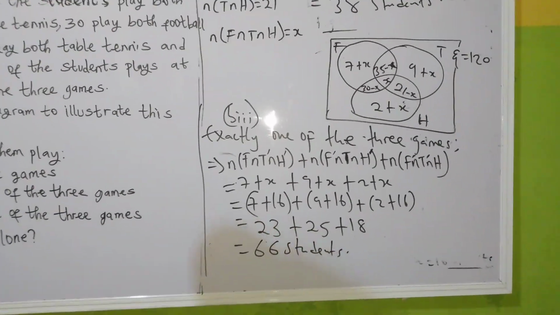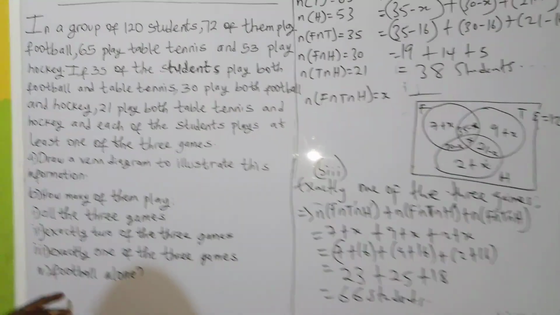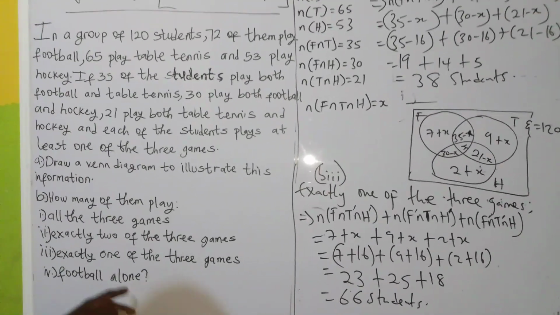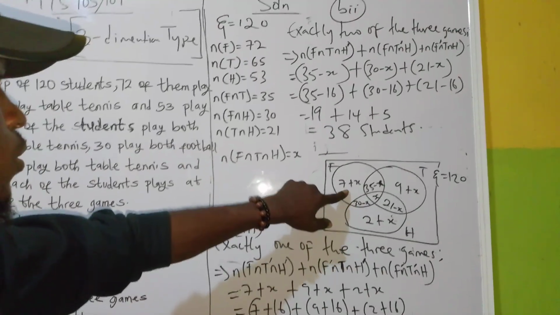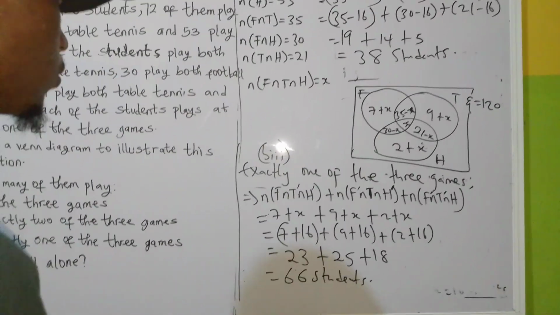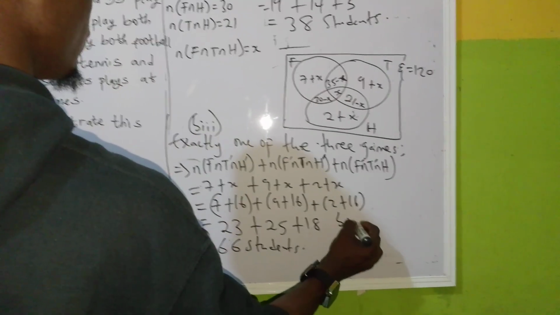Alright, so the last one, this one is correct now. The last one is football alone. This is football alone. That's B(iv).